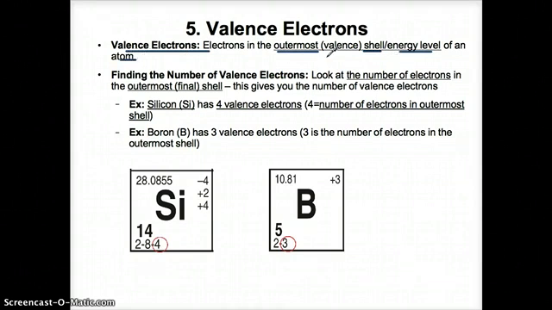This is also called the valence shell of an atom. Now, to find the number of valence electrons, all I have to do is look at the number of electrons in the outermost or final shell. So basically look at the final number in the configuration, and this will give you the number of valence electrons.